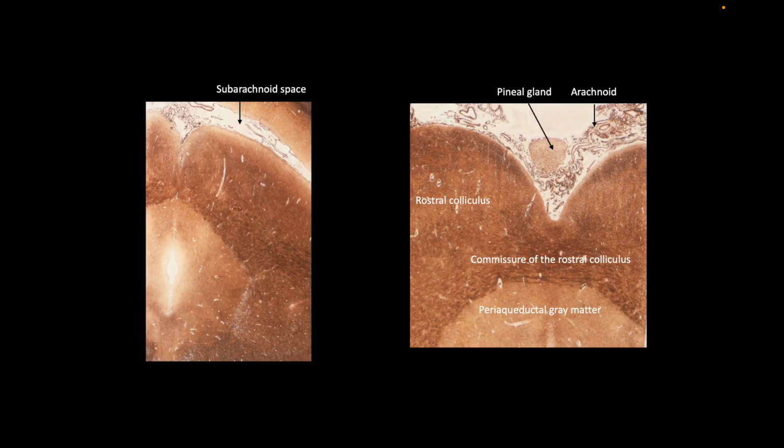As you see, these are transverse sections. This is a Bielschowsky, a silver impregnation. On the one on the left, you can identify the subarachnoid space on top of the tectum mesencephali. And on the right one, you identify the pineal gland, okay, that is surrounded by a lot of vessels included in this subarachnoid space.